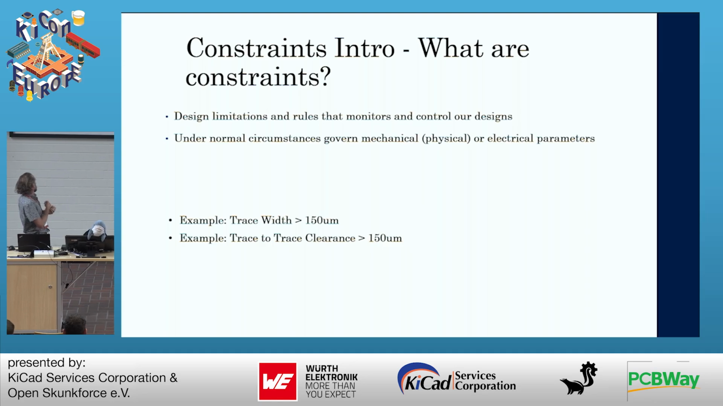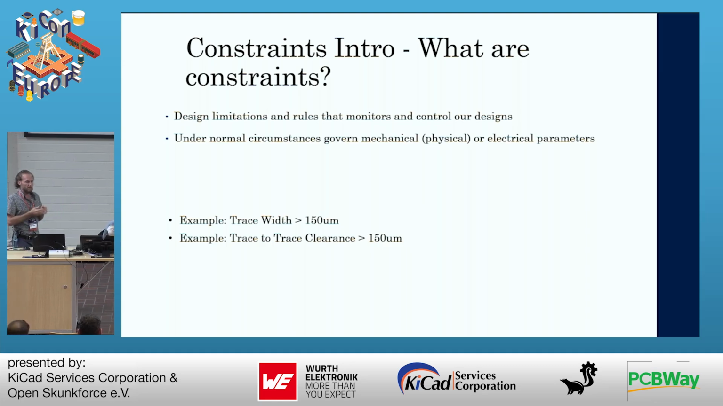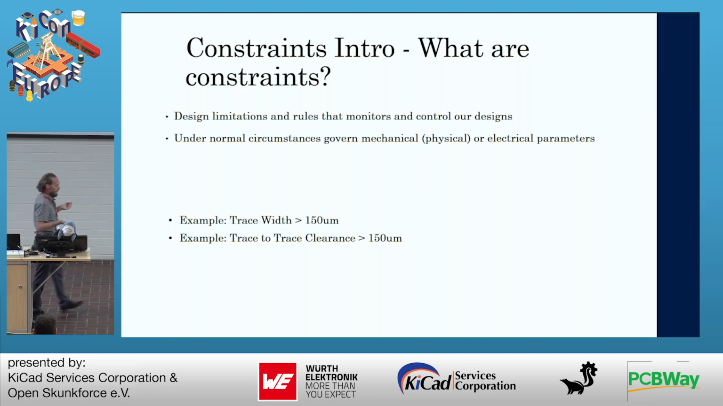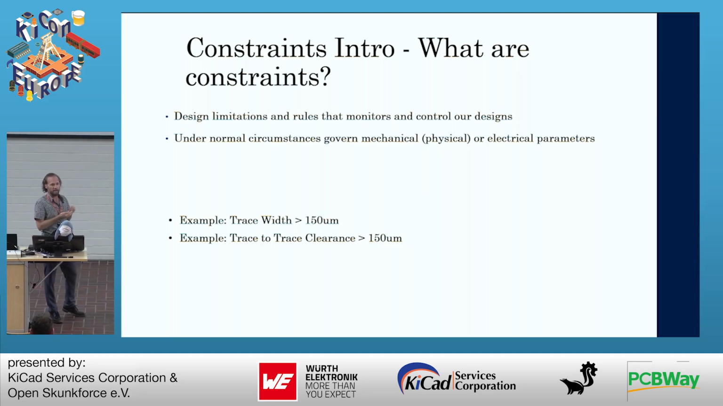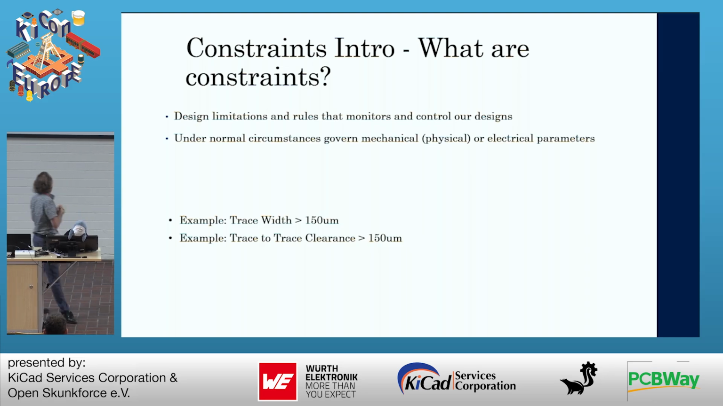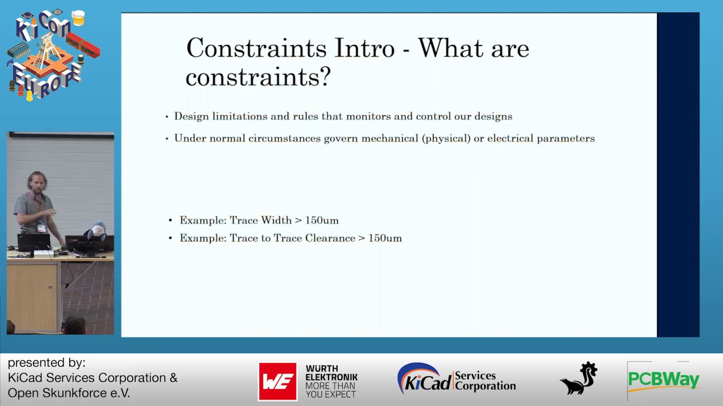The same can be said for a trace-to-trace clearance. There could be many reasons why you want clearances between two traces. And one of them could be that you're actually able to manufacture them without them accidentally shorting to each other. So that's another simple example. We will come back to some more examples later.